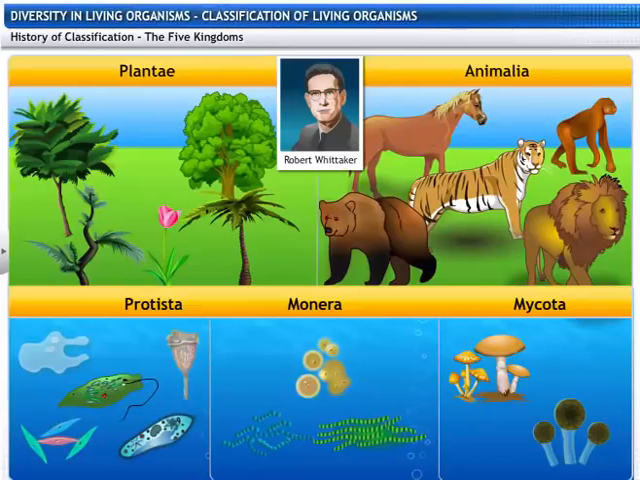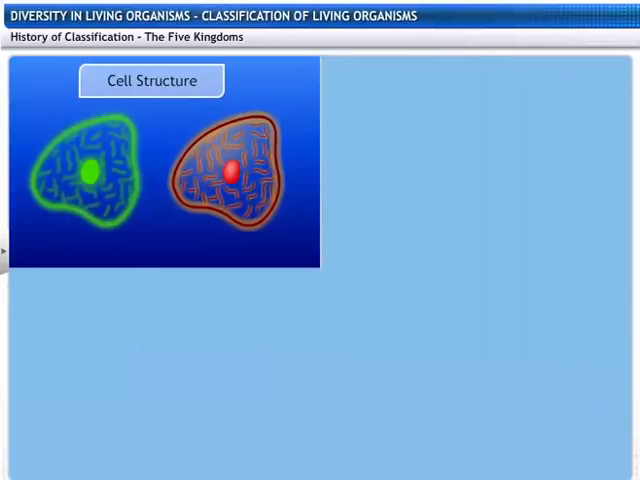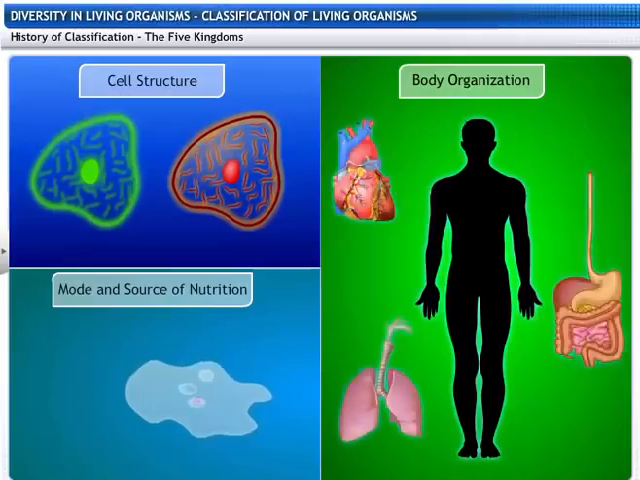This led to a 5-kingdom classification proposed by Whittaker, which is still used today. These kingdoms were formed on the basis of cell structure, mode, source of nutrition, and body organization.